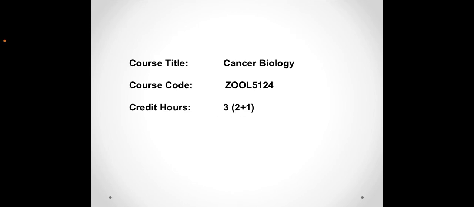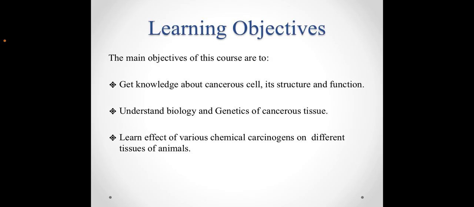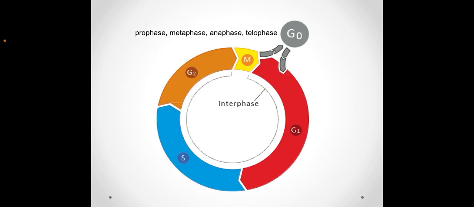Myself Nasir, and today we are going to discuss CDK inhibitors, or cyclin dependent kinase inhibitors. The main objectives of this course are to get knowledge about cancerous cells, their structure and function, understand the biology and genetics of cancerous tissue, and learn the effect of various chemical carcinogens on different tissues of animals.